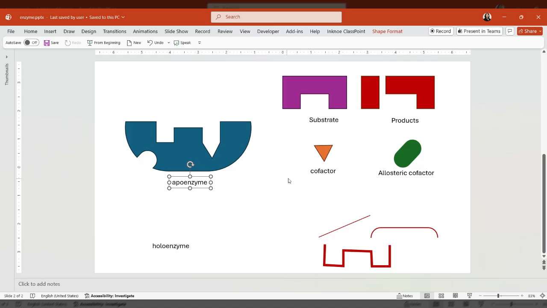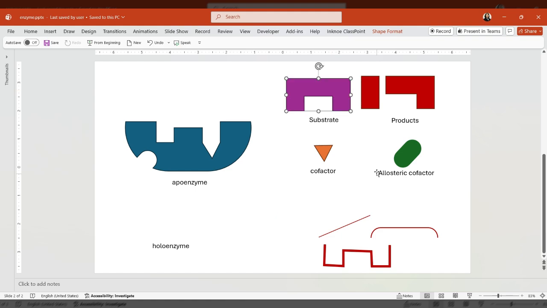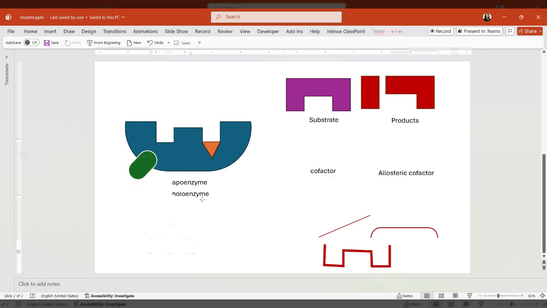Therefore, they cannot bind with the substrate yet, because this is a substrate, purple in color. You can see that the active site does not fit with the substrate. So the apoenzyme needs to be activated so it can bind with the cofactor, or the allosteric cofactor. When the cofactor binds with the apoenzyme, it forms the holoenzyme. The holoenzyme is the enzyme which is ready to carry out the catalytic process.